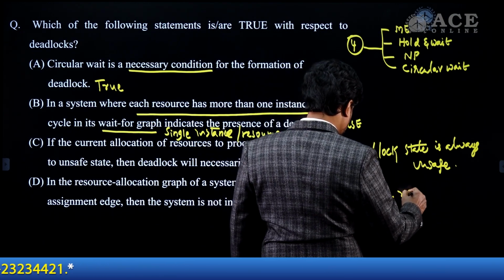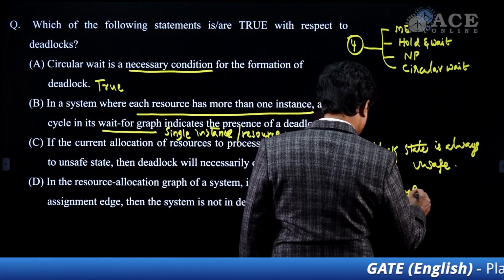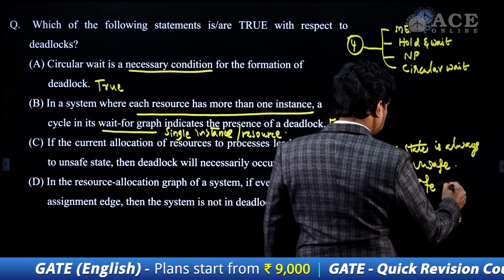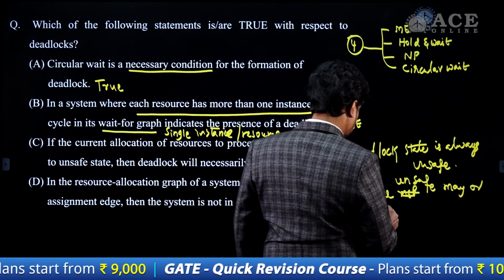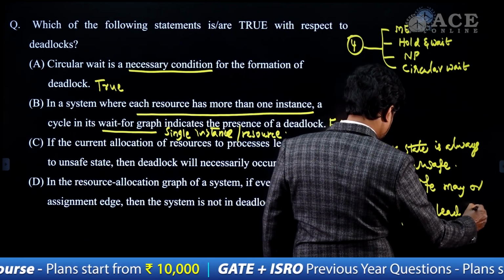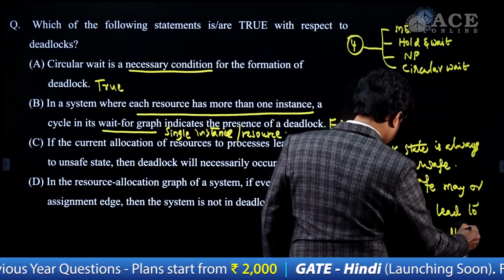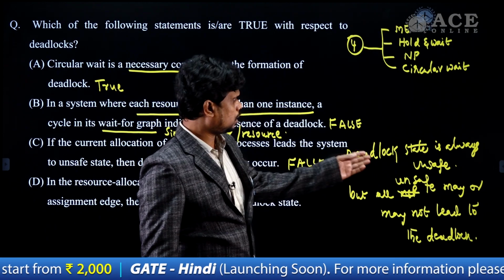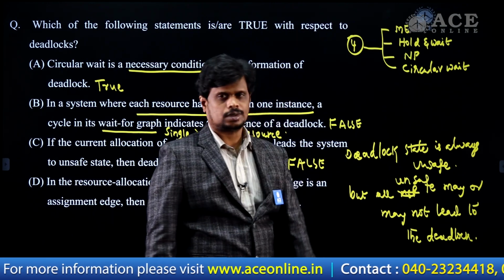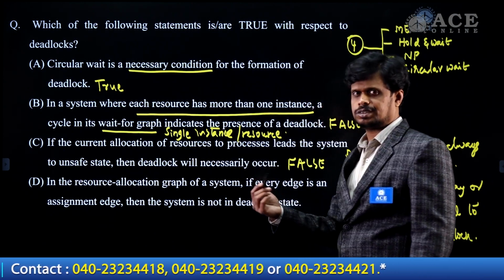But all unsafe states may or may not lead to the deadlock. A deadlock state is always an unsafe state, but all unsafe states may or may not lead to the deadlock. So based on this statement, you can say this option C is a false statement.